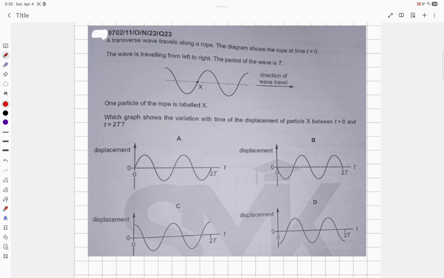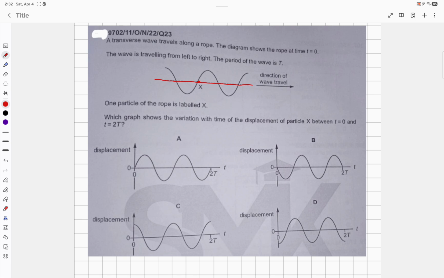Now, one particle of the rope is labeled x. You can see in the diagram, which graph shows the variation with time of the displacement of particle x between t0 and twice of T, sorry. Now if you look at the position of x right now, it is actually on a mean line, so it means the current displacement of x at time t0 is 0.